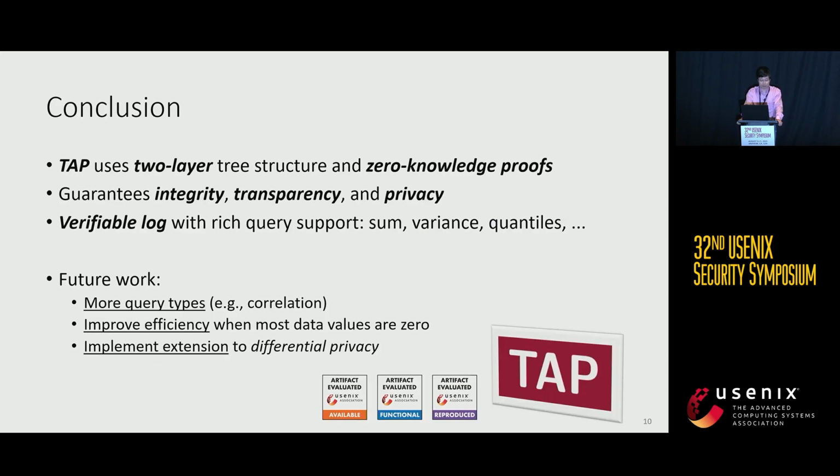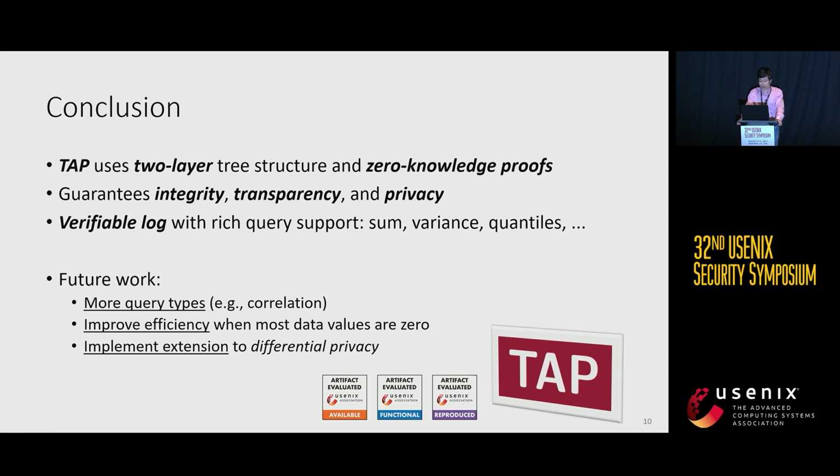Okay, in conclusion, our system uses two layers of tree structure and zero-knowledge proofs. It guarantees integrity, transparency, and privacy, and provides a verifiable log with rich query support, including the sum, variance, and quantiles.